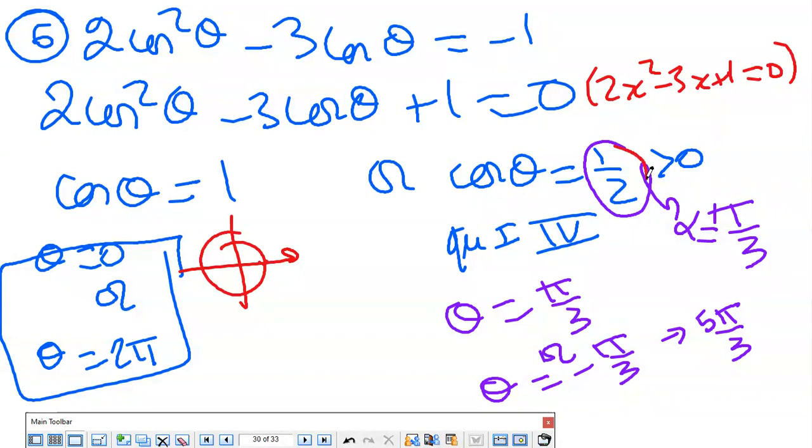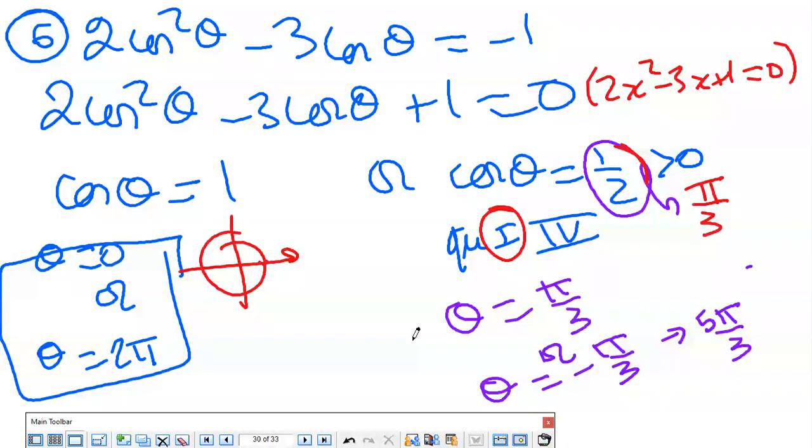Now cosine theta is half. It's positive. It means I'm working either in quadrant 1 or in quadrant 4. If I take my calculator and I do shift cosine half, the calculator will give me pi over 3, or 60 degrees. It means the angle in quadrant 1 that gives me cosine half is pi over 3. But also the angle in quadrant 4 gives me the same cosine.